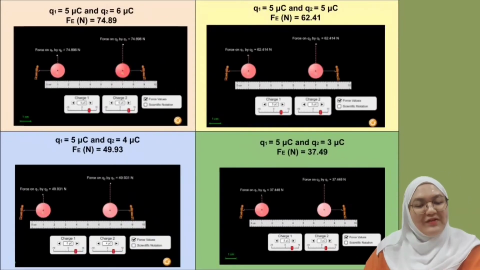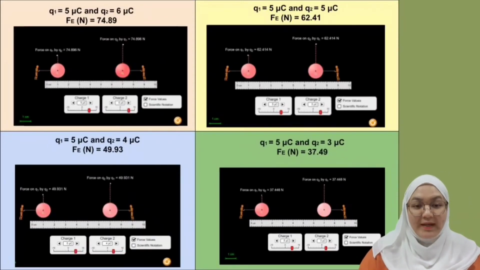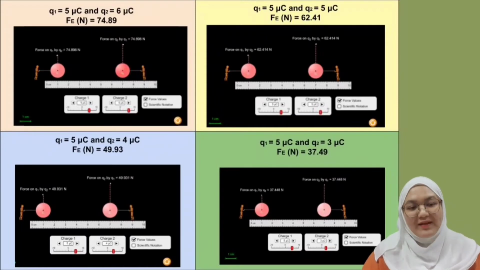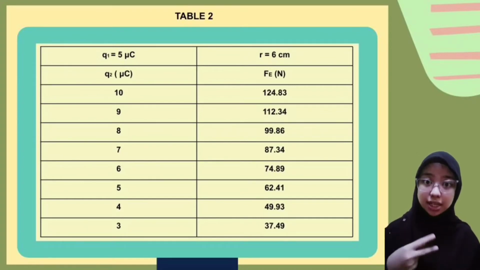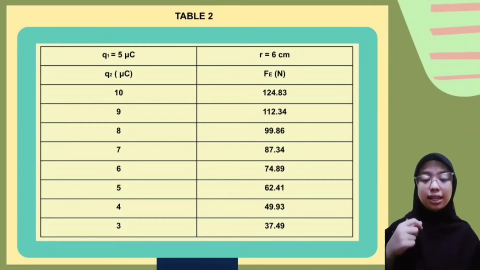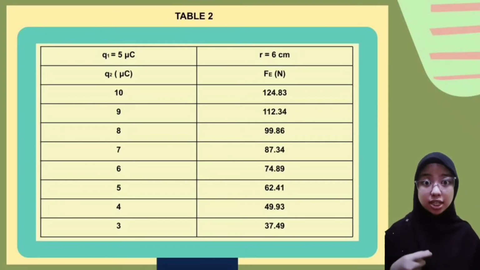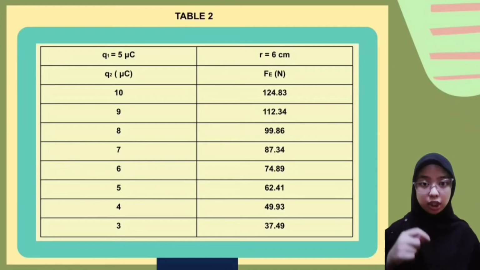This is the remaining 4 results of the experiment. My teammate, Izzati, will be elaborating further about the results obtained. So this table is for result part 2. Like in procedure part 2, Q1 was fixed at 5 microcoulomb and the distance between the two objects, R, was fixed at 6 cm. Only Q2 was changed and the electrostatic force was determined from the formula F equals K multiplied by Q1 and Q2 per R squared.